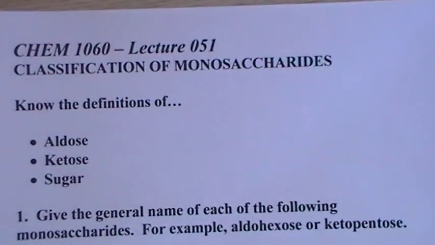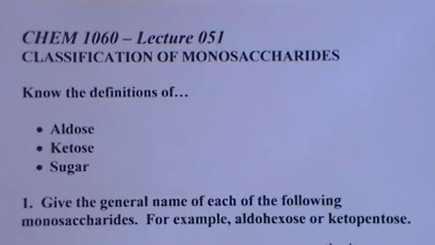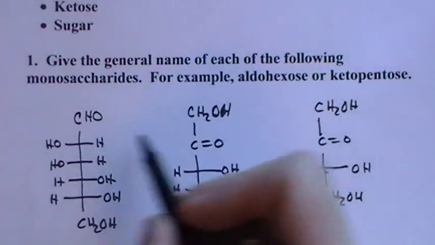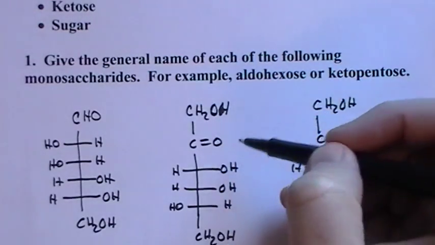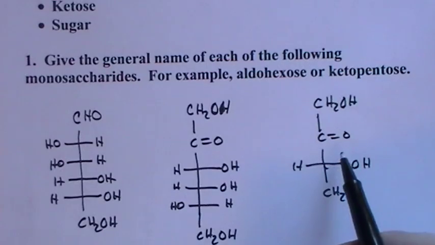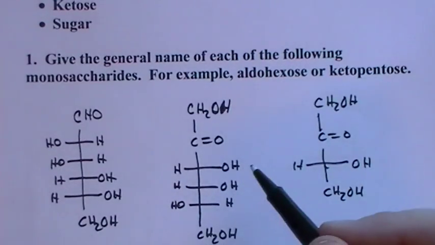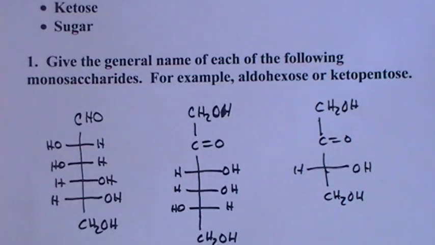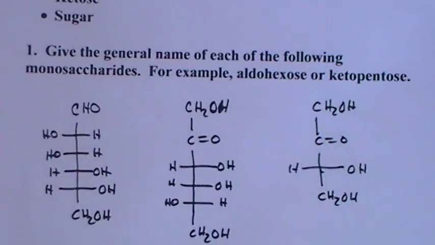Alright, classification of monosaccharides. We have aldoses that have aldehyde groups on, and then we have ketoses that have the ketone in here. So this is an aldose, a ketose, and a ketose. But the general form I have here is an aldohexose, ketopentose. And you have a list of them in your book.